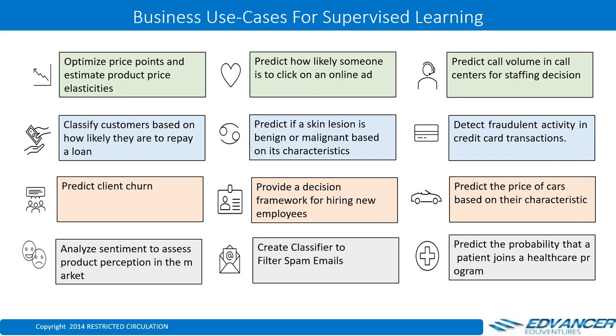So predicting the client churn means, what is the probability that this customer is going to leave you? Why is it important? Because you will have a loss of revenue if the client leaves you or doesn't use your services. So you would be interested in knowing who might leave us, and then you might take some proactive steps in retaining that client.